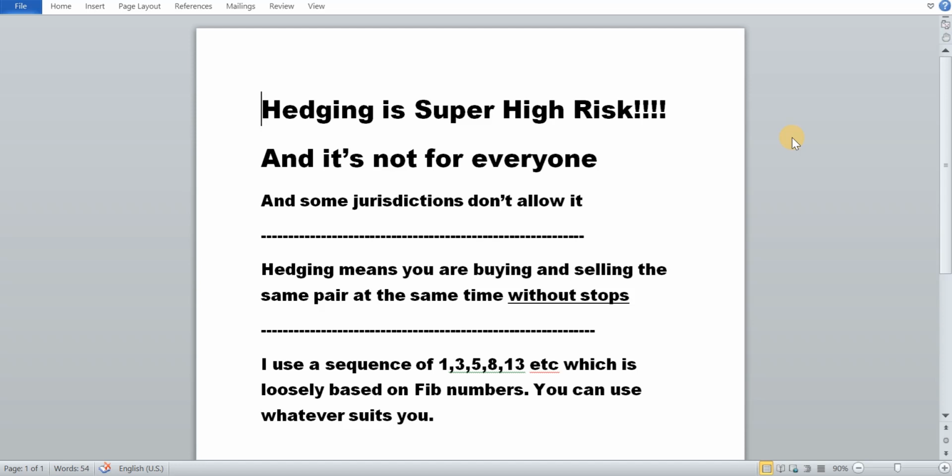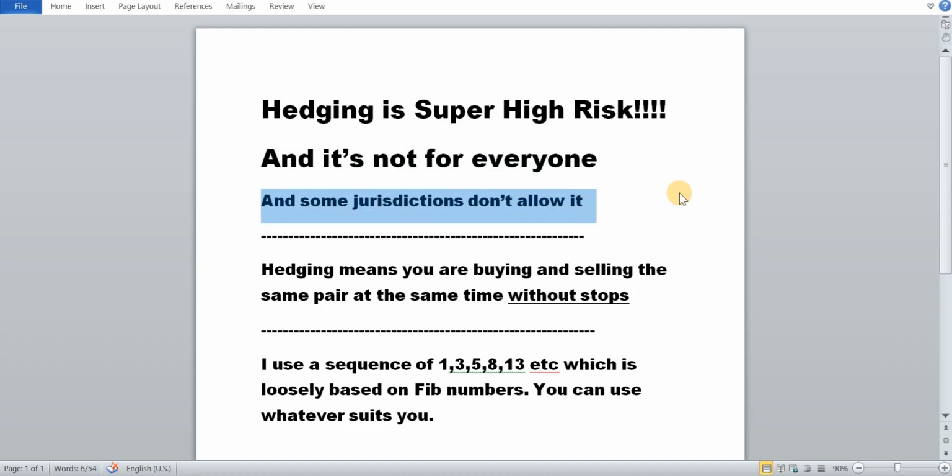Right, first thing I want to tell you, this is the gimme. Hedging is super high risk. I cannot stress this enough, right? Trust me when I say this. It is high risk and it's not for everyone. Definitely not. And even some people can't do it.